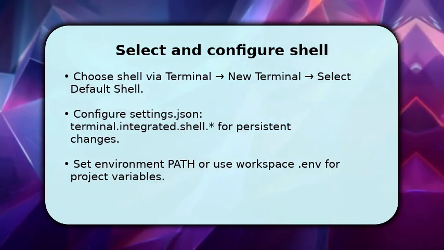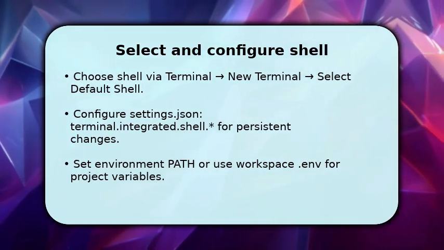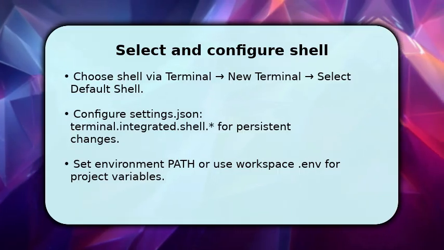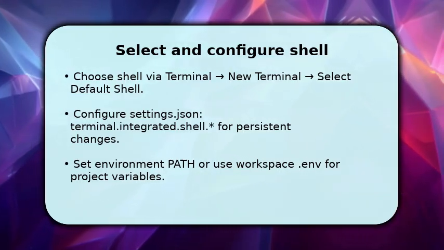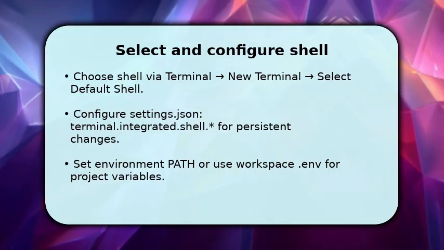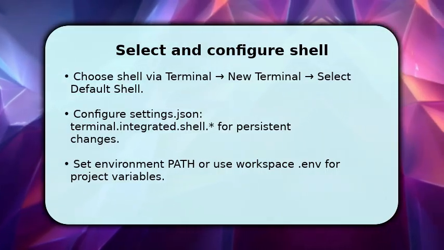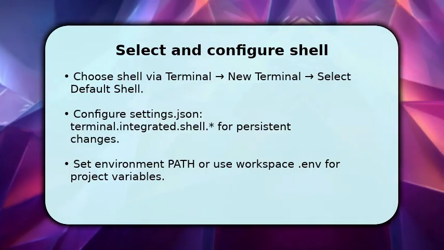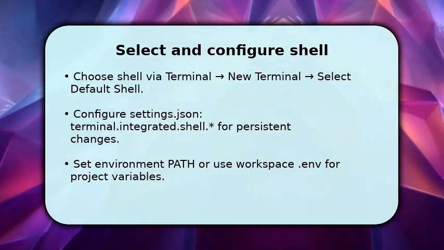Next, update settings.json if you need a persistent custom path or flags. Make sure to target the correct OS property. Once done, set project-specific environment variables using an env file or workspace settings so your commands behave consistently.